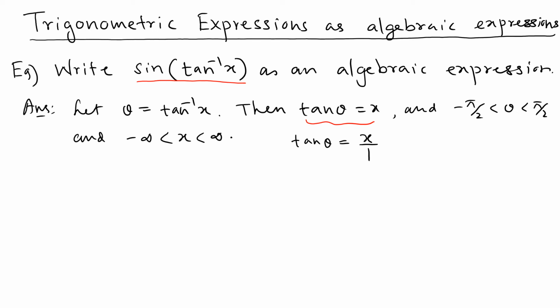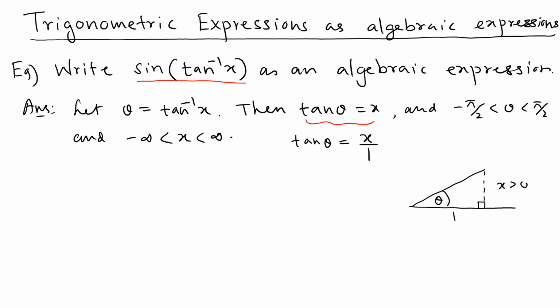Now let's consider the x positive case. If x is positive, its angle is in the first quadrant, so we can draw it like that. As before, we draw a perpendicular to the x-axis. If you consider this as theta, tan means opposite over adjacent, so it's x over 1. So you can see this is 1.